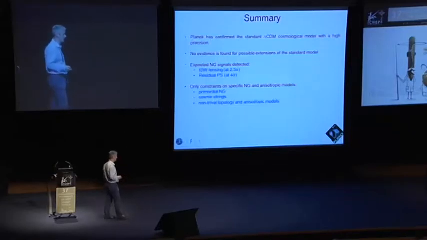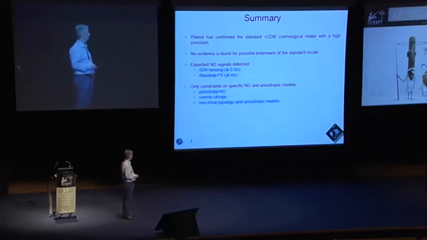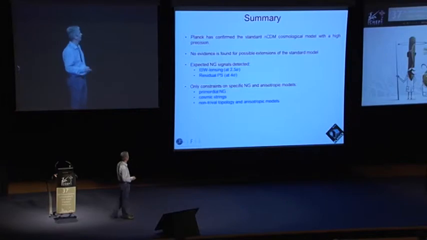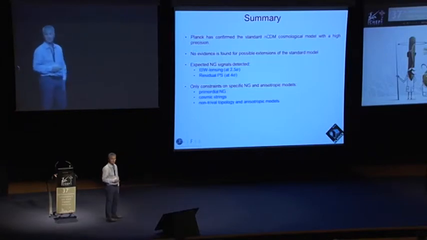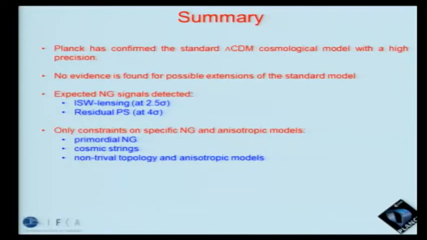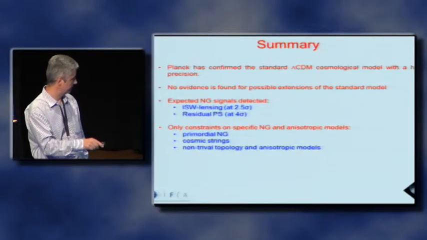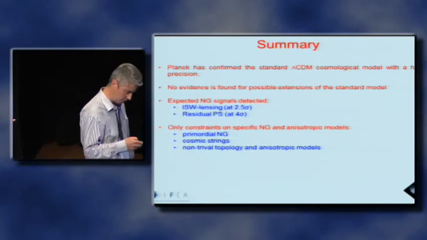So this is a summary. Planck has confirmed the standard lambda CDM model with high precision. No evidence is found for possible extensions of this model. The expected non-Gaussian signals have been detected at these levels. Only constraints on specific non-Gaussianity and isotropic models are provided: primordial non-Gaussianity from non-standard inflationary models, only constraints; cosmic strings, no detection; and non-trivial topology and anisotropic Bianchi models.